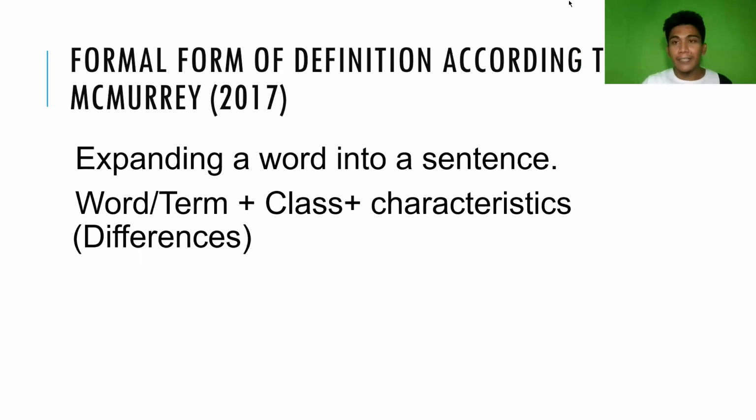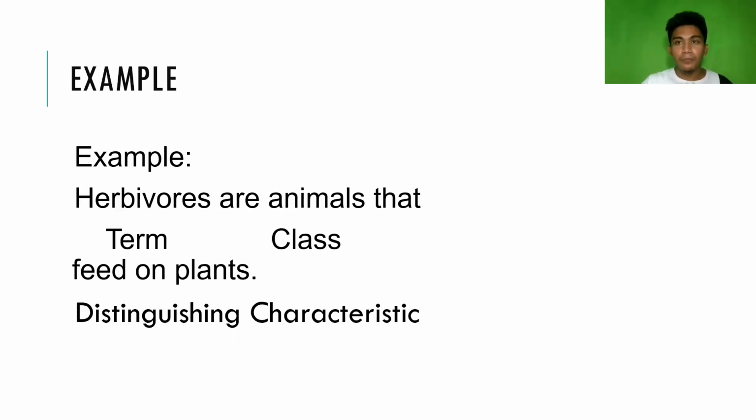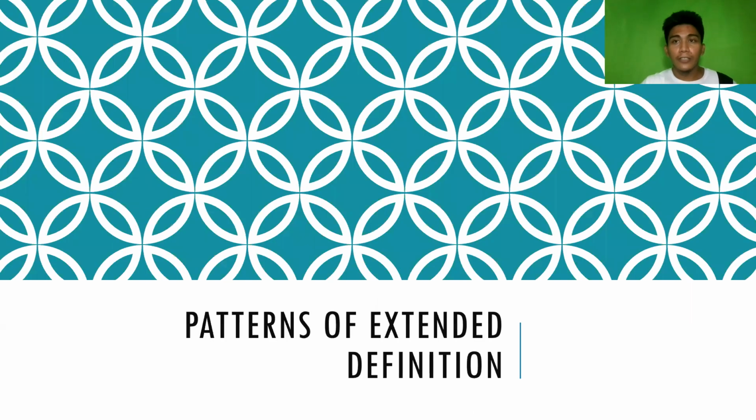According to McMurray in 2017, this is the formal form of definition. Expanding a word into a sentence means a word or term plus class plus characteristics. Here's an example: Herbivores are animals that feed on plants. What is herbivore? Herbivore is the term. Animals is the class. And the distinguishing characteristic is that it feeds on plants.